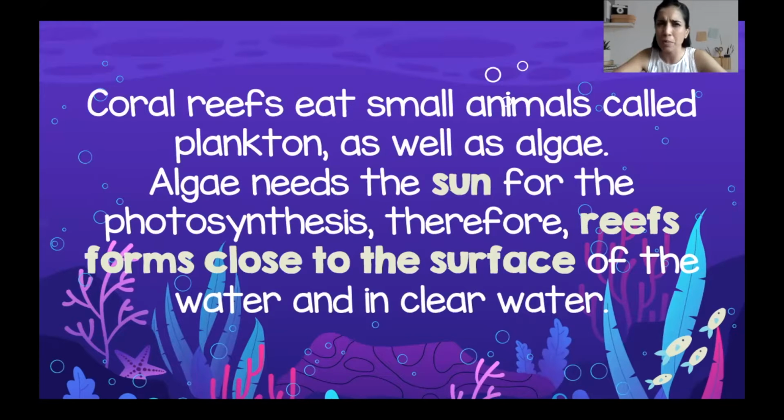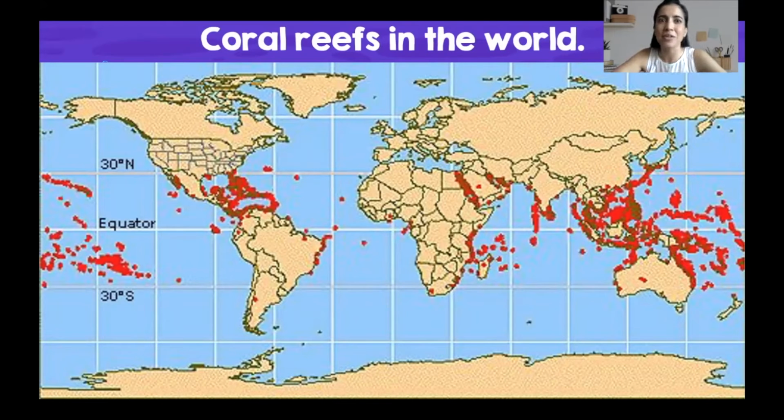Have you heard about plankton? Have you heard the word algae? Well, algae needs the sun for photosynthesis. Therefore, reefs form close to the surface of the water and in clear water. In this map, you can find the coral reefs around the world. As you can see, you find them kind of in the middle, near the equator. Can you see? All these red dots are where you can find the most coral reefs.